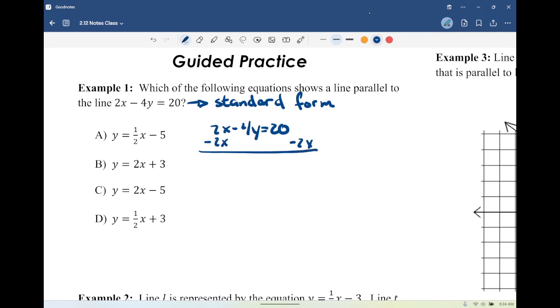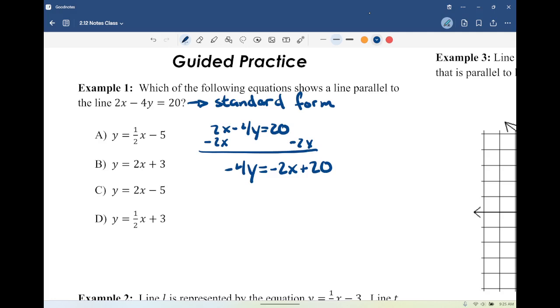Now, on the right, I am offsetting this. I am not putting this directly into the 20 because negative 2x and 20 are not like terms. Negative 2x has a variable. 20 does not. So I cannot combine them. And so I'm going to have negative 4y is equal to negative 2x plus 20.